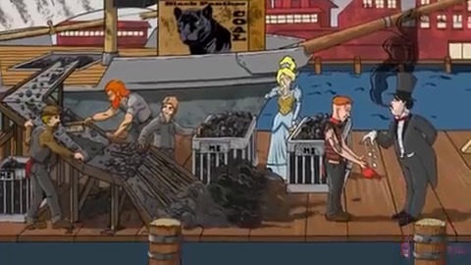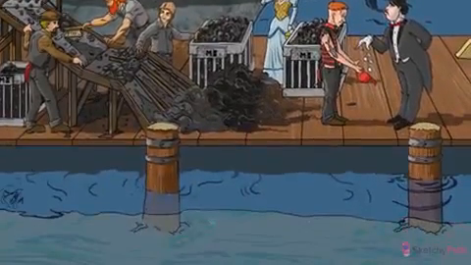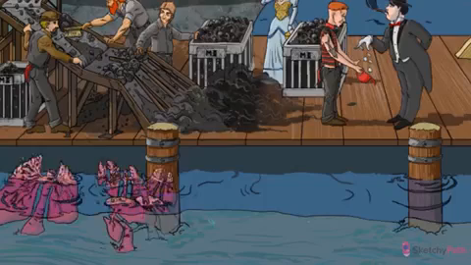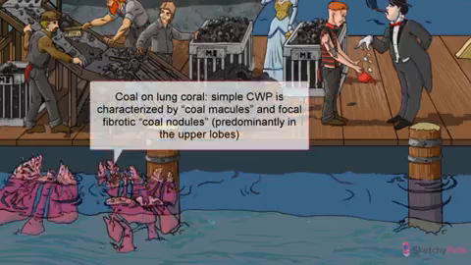Coal workers' pneumoconiosis is different. In these patients, long-term high-level exposure to carbon dust causes chronic inflammation. That's the key difference here. Chronic inflammation eventually leads to pulmonary fibrosis, which is represented by this fibrotic lung-shaped piece of coral, peeking out of the water under the dock.